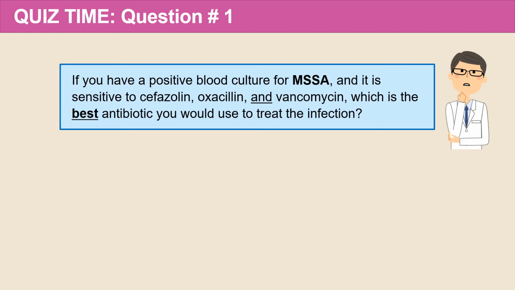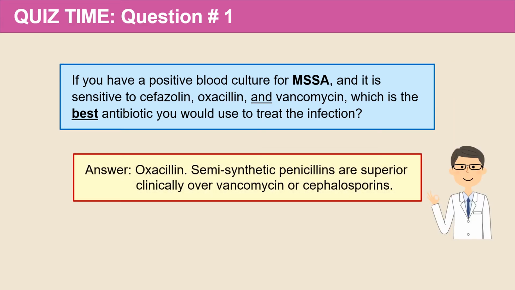Question number 1. If you have a positive blood culture for MSSA and it is sensitive to cefazolin, oxacillin, and vancomycin, which is the best antibiotic you would use to treat the infection? The answer is oxacillin, because semisynthetic penicillins are superior clinically over vancomycin or cephalosporins. So I hope you got that answer right. We'll move on to the next question.